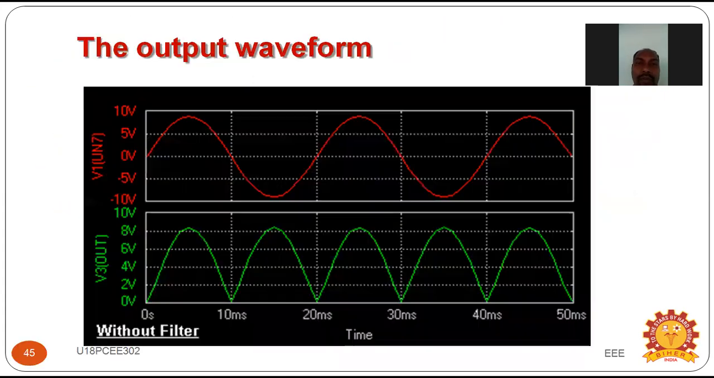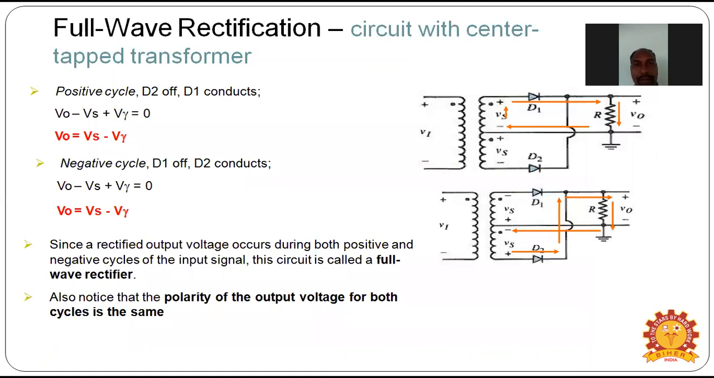In the output waveform, we have voltage on the y-axis and time on the x-axis. And next, this is the full wave rectification circuit with the center tapped transformer. In the center tapped transformer, during the positive cycle D2 is off and D1 conducts, and during the negative cycle D1 is off and D2 conducts.